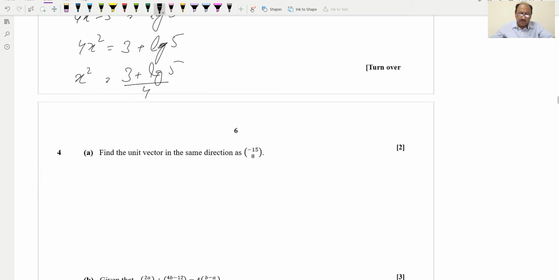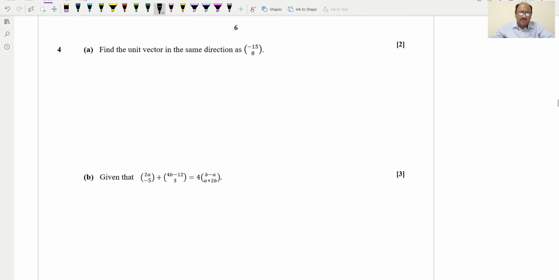Hopefully you understood this. Now question number 4. Part a says find the unit vector in the same direction as this one. We know we can write a vector a is equal to mod a into a unit vector. So if we have to find a unit vector, it will be equal to a vector divided by a magnitude.